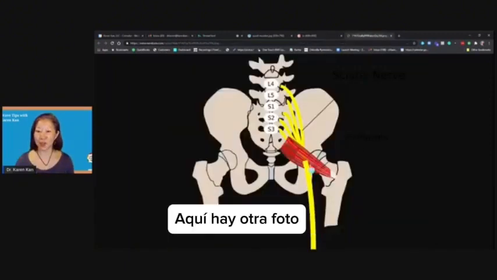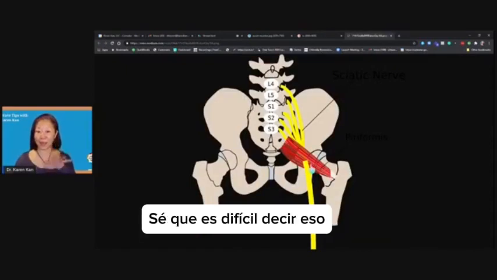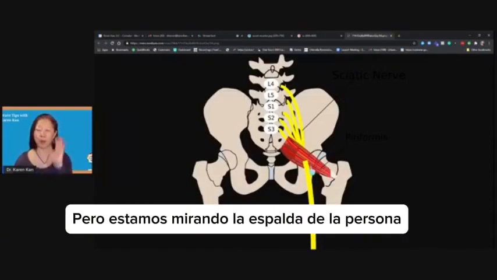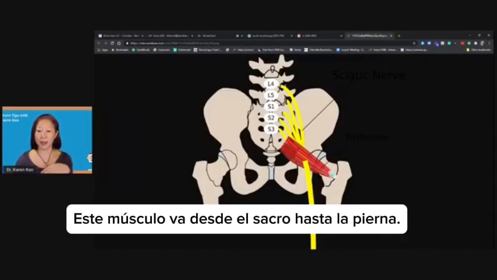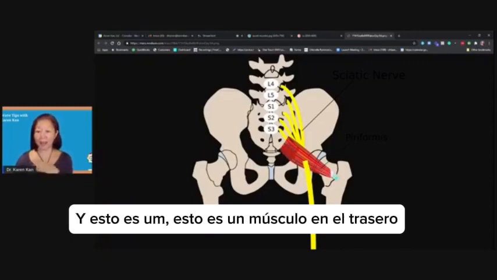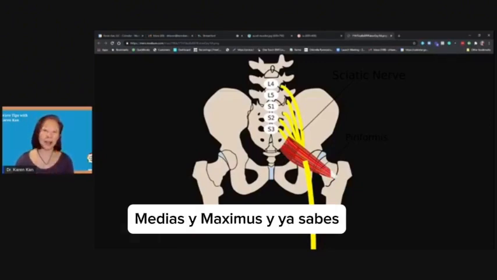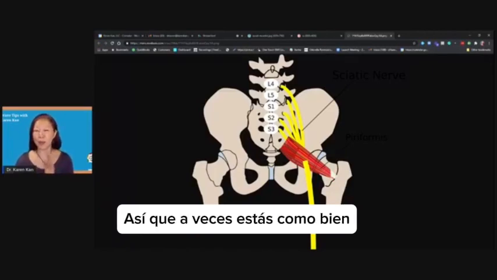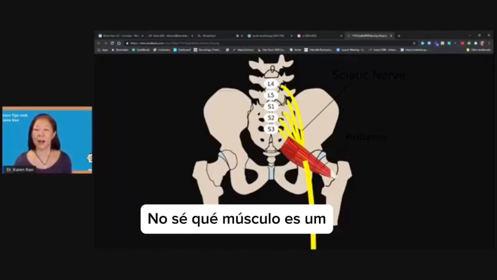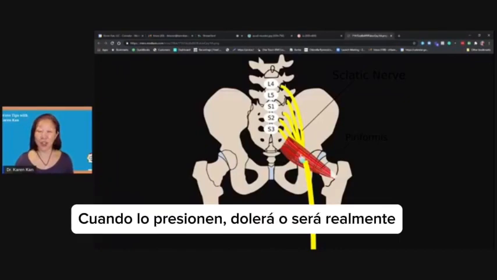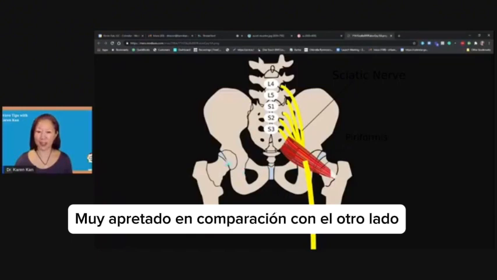Here's another picture of it. So if you're looking at the back, okay, I know it's hard to tell, are you going back or front? But we're looking at the back of the person. This muscle goes from the sacrum to the leg. Okay, and this is a muscle down in the butt. Now there's other muscles that are around it, gluteus medius and maximus, and so sometimes you're like, well, how do I know which muscle it is? Your physical therapist probably will tell you which one it is. When they push on it, it'll hurt, or it'll be really, really tight as compared to the other side.